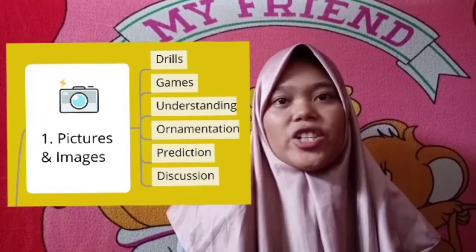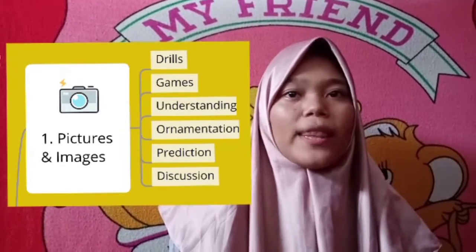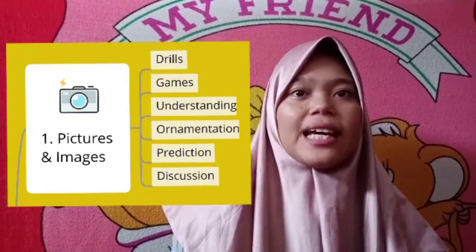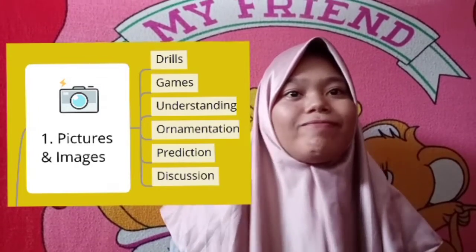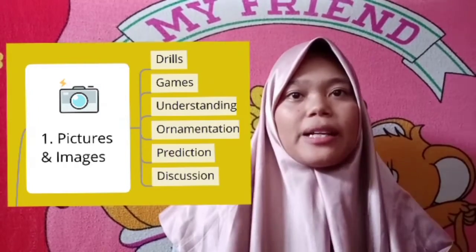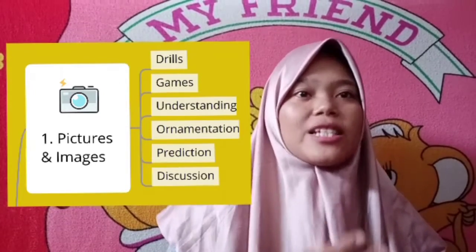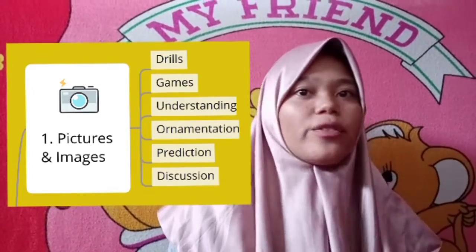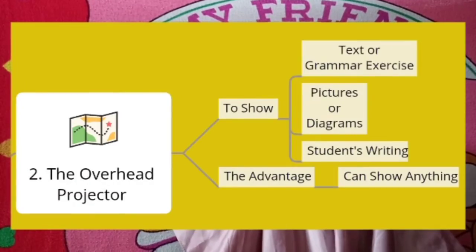Next is prediction. Pictures are useful for getting students to predict what is coming next in a lesson. The students might look at a picture and try to guess what is shown. The last is discussion. Pictures can stimulate questions like, what is it showing? How does it make you feel? Something like that. And the second point is the overhead projector or visual material.